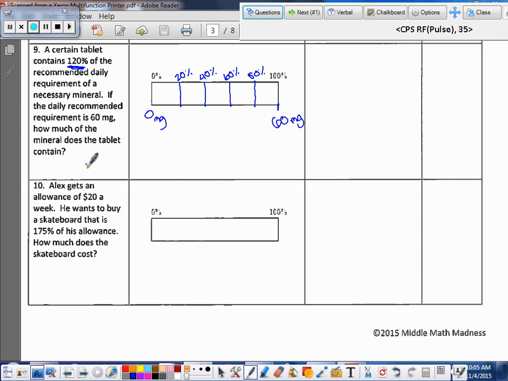The 5 by 60. Other way around. Say it backwards. 60 by 5. There we go. Divide 60 by 5. 5 goes into 6 how many times? Once. With 1 left over. 5 goes into 10. So each box has what? 12 milligrams. So one box, 20% is 12 milligrams.